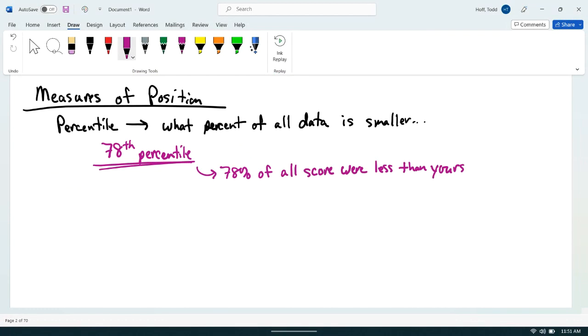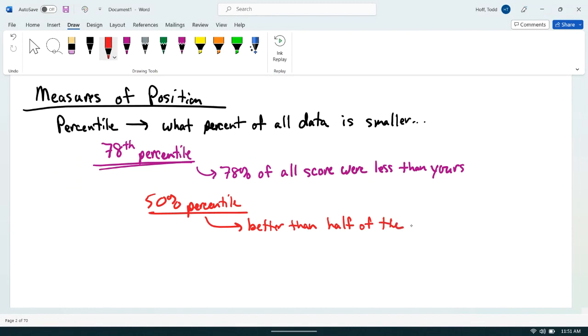That's pretty good. Now, you think a 78th percentile doesn't sound that high, but if you really think about it, the 50th percentile is better than half of the other scores, or of the other numbers, we should say.